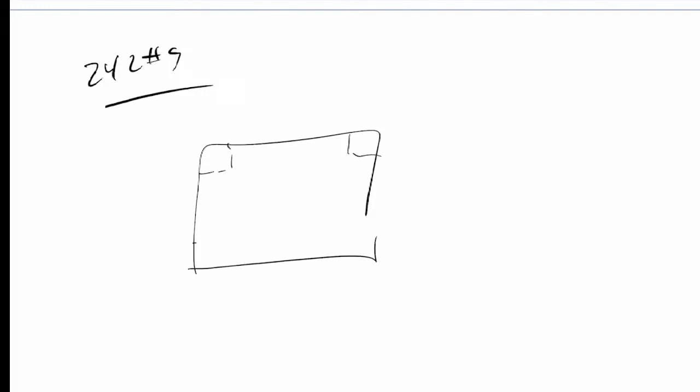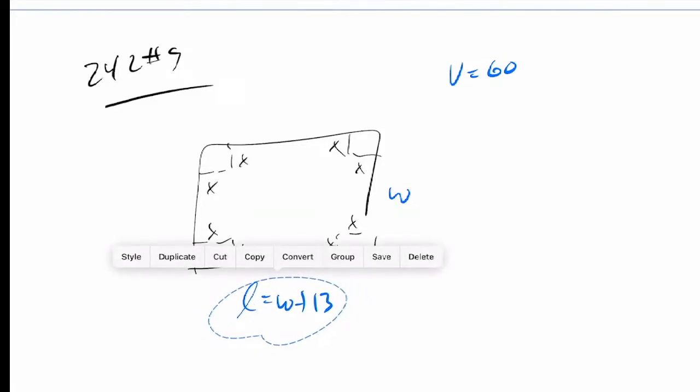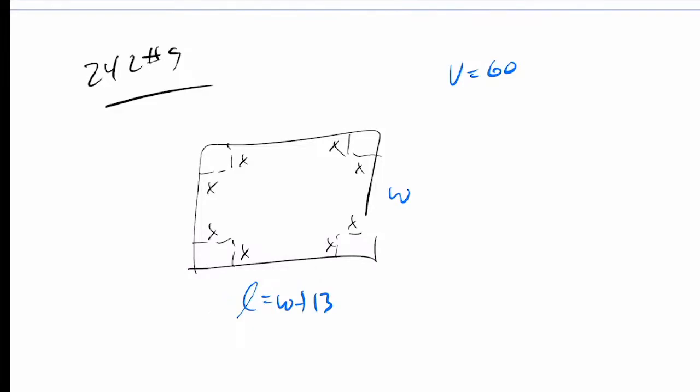You've got this box drawn here. So we've kind of gone through this idea before. You have to cut out squares out of each corner to solve this. And the volume of the box is told to us as 60. And it says the length of the box, let's label this as the length, is 13 centimeters longer than the width. So if this is my width, the length is, you take your width and you add 13. Right? The length is longer. So you have this sort of setup here.